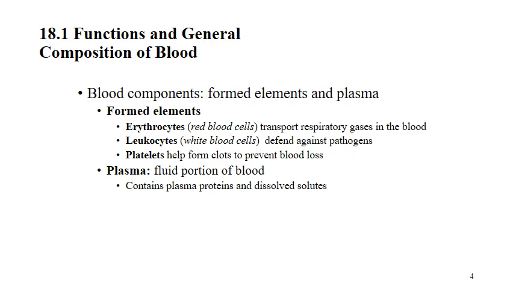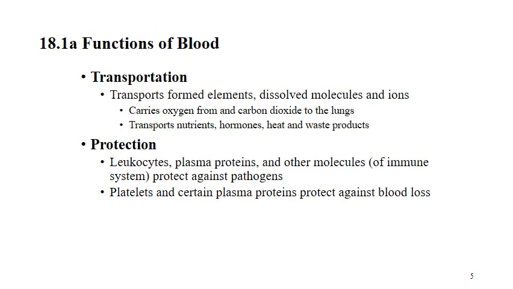Then our plasma is the fluid portion of blood. That's the matrix within the connective tissue, and it's going to contain our plasma proteins and dissolved solutes. So the functions of the blood, of course, the first one we already mentioned was transportation. It's going to transport those formed elements, dissolved molecules, and ions. So it's going to carry oxygen from and carbon dioxide to the lungs, and of course those nutrients, hormones, heat, and waste products. It's amazing how much heat our blood actually does contain.